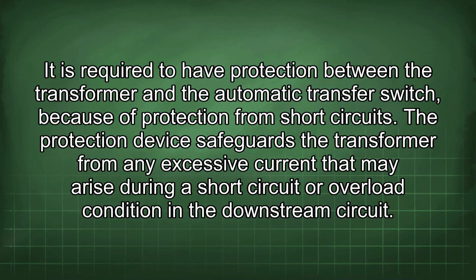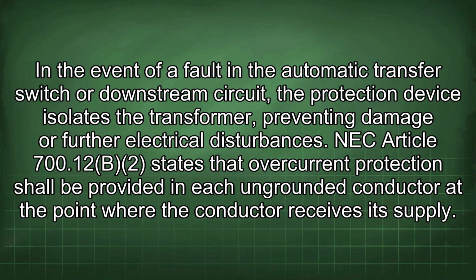It is required to have protection between the transformer and the automatic transfer switch because of protection from short circuits. The protection device safeguards the transformer from any excessive current that may arise during a short circuit or overload condition in the downstream circuit. In the event of a fault in the automatic transfer switch or downstream circuit, the protection device isolates the transformer, preventing damage or further electrical disturbances.